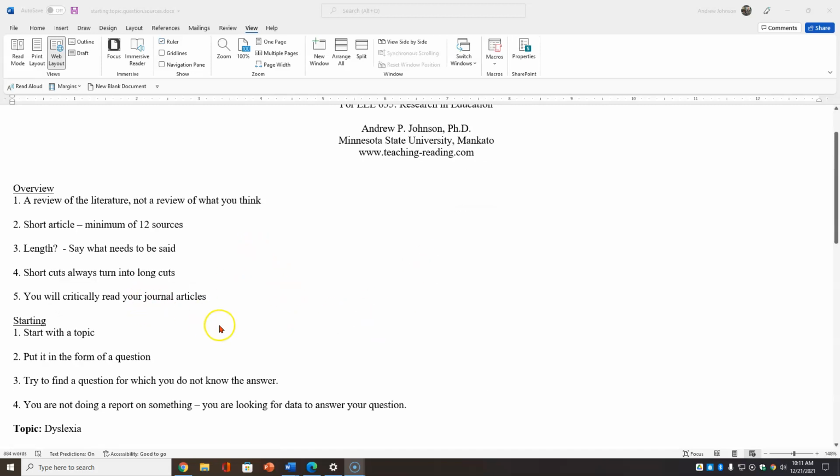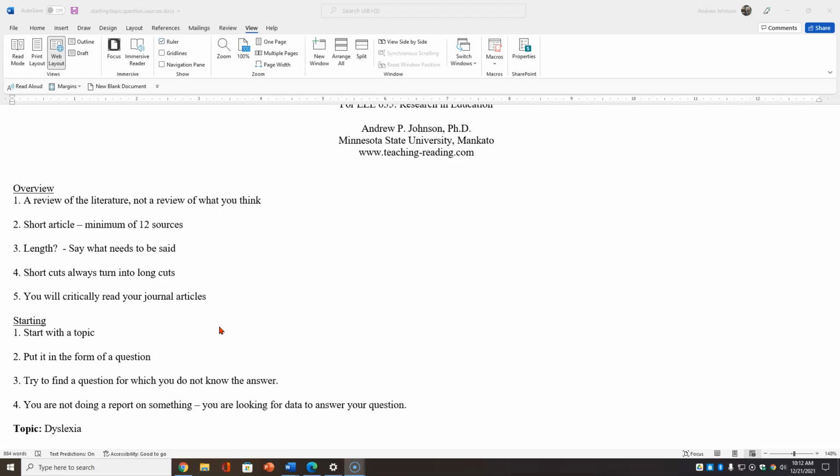So first of all, an overview of a lit review. It is a review of what the literature says about a topic. It's not a review of what you think about the topic. It's what does the literature say about the topic. It's not what you have to say about the topic. It's not a review of what a book says or a famous person says, or a how to implement a program. It is a review of the literature. And I'll show you how to think about this in just a minute.